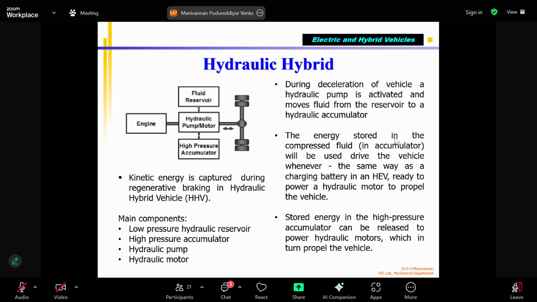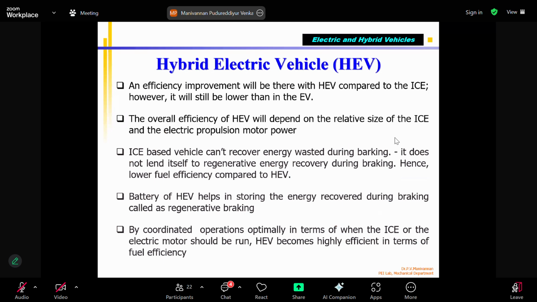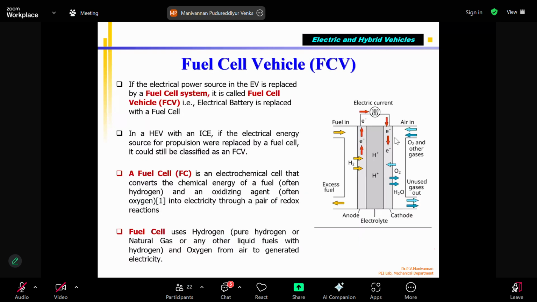Hybrid vehicles, the different types of configurations: series, parallel, or power split hybrid. We saw that. Then the other one I want to mention is the fuel cell based hybrid vehicle. Basically, it is like a hybrid electric vehicle only. The only difference is that electricity is produced using a fuel cell. We will see how a fuel cell works when we talk about energy storage devices, including batteries, supercapacitors and fuel cells.